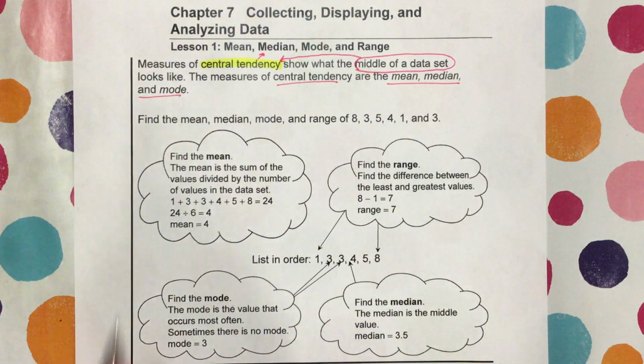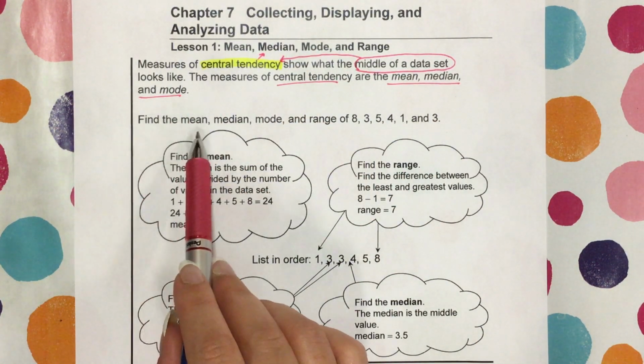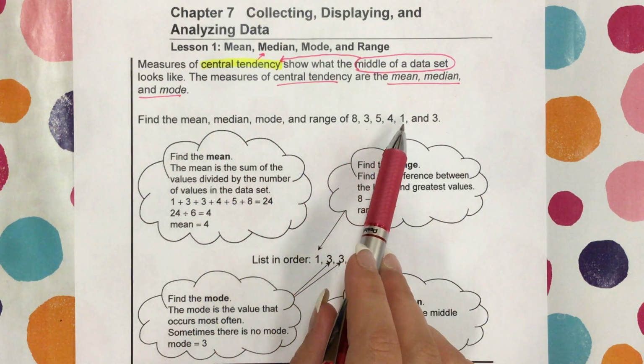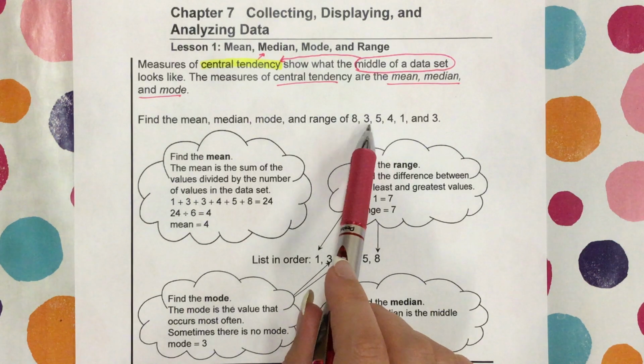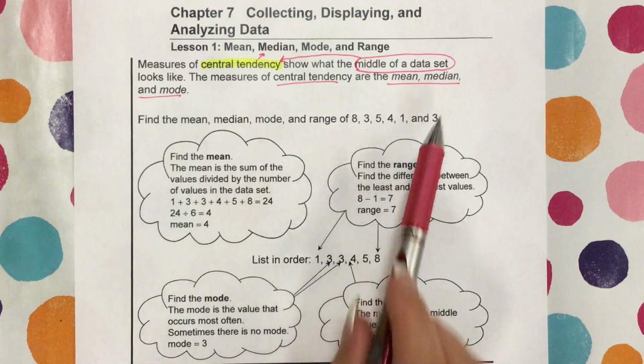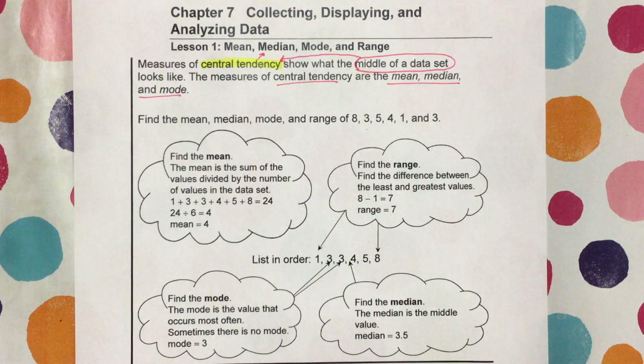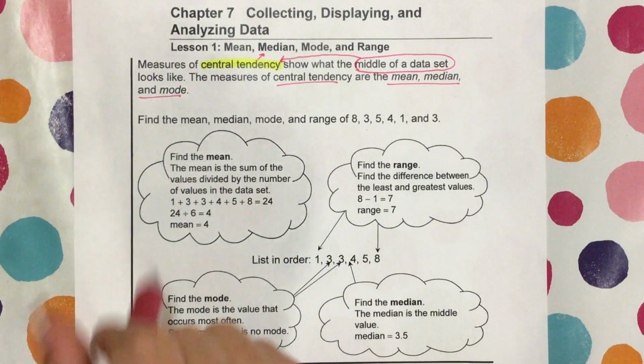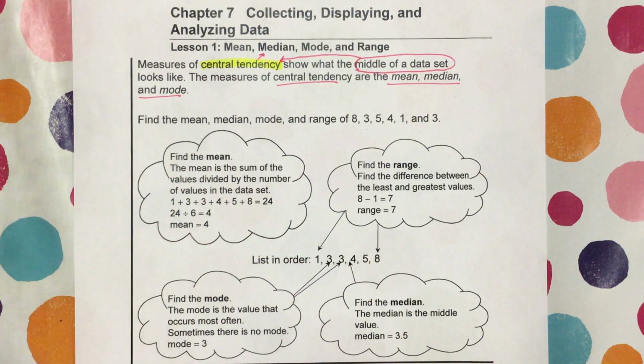Anyways, the problem says find the mean, median, mode, and range of 8, 3, 5, 4, 1, and 3. The first thing we're going to do is find the mean.